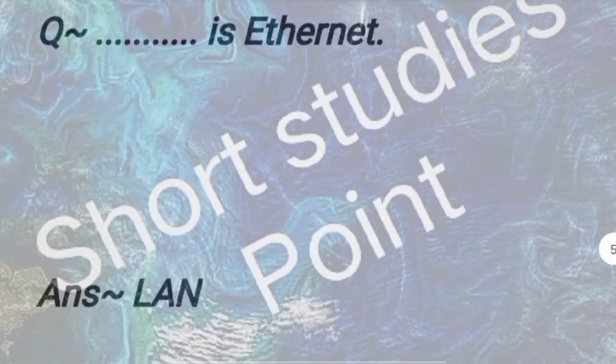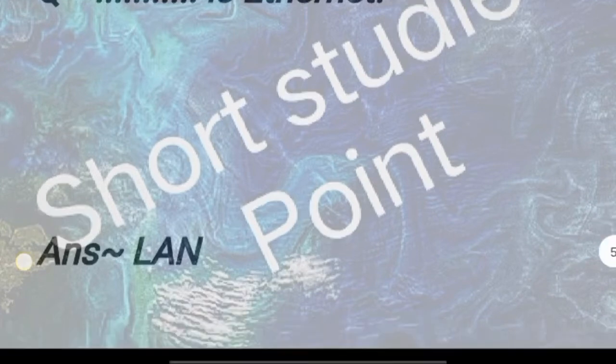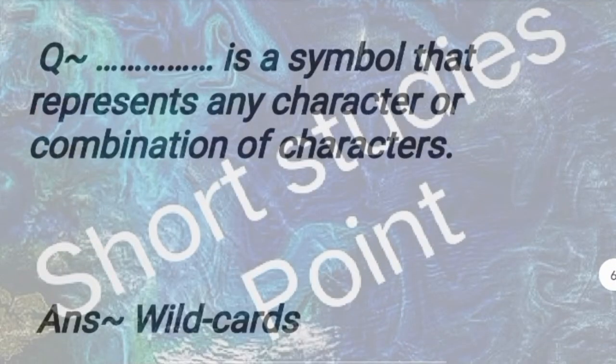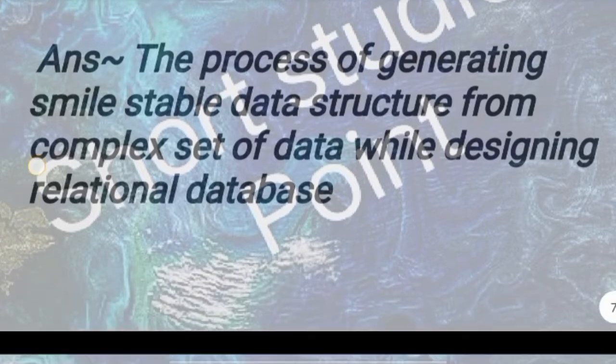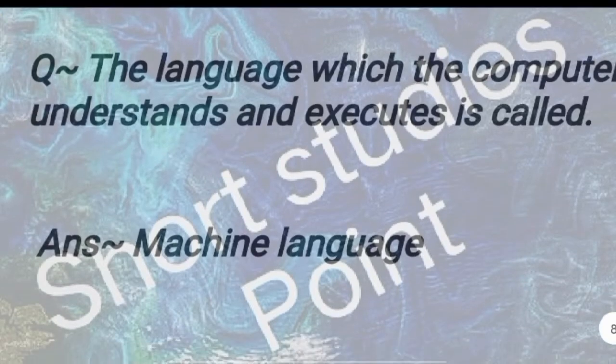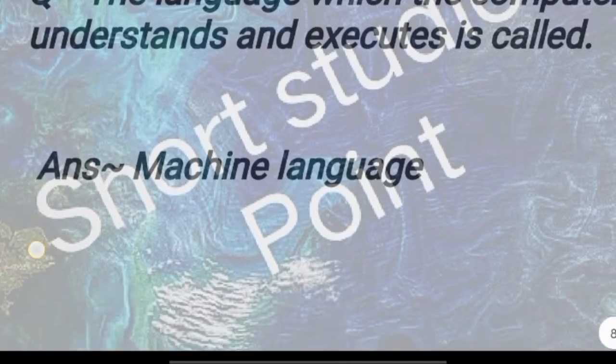Next question: dash is Ethernet. Answer: LAN. Next question: dash is a symbol that represents any character or combination of characters. Answer: wildcard. Next question: normalization is the process of generating small, stable data structures from a complex set of data while designing a relational database. Next question: the language which the computer understands and executes is called dash. Answer: machine language.